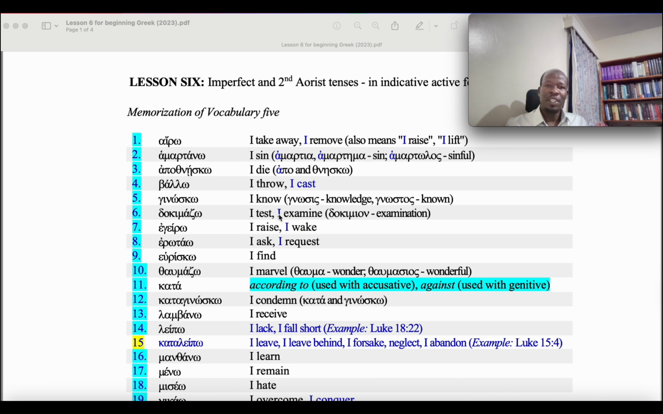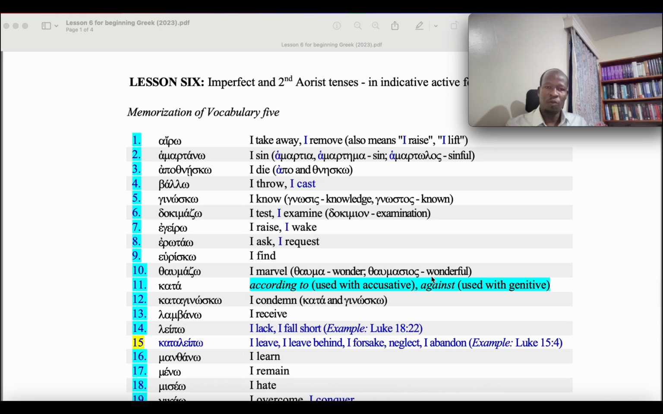Dokimazo, I test or I examine. And then you have dokimion, examination. And egeiro, I rise, I wake. Then erotao, I ask, I request. Heurisko, I find. Thaumazo, I marvel. Thauma, wonder. Thaumasios, wonderful.